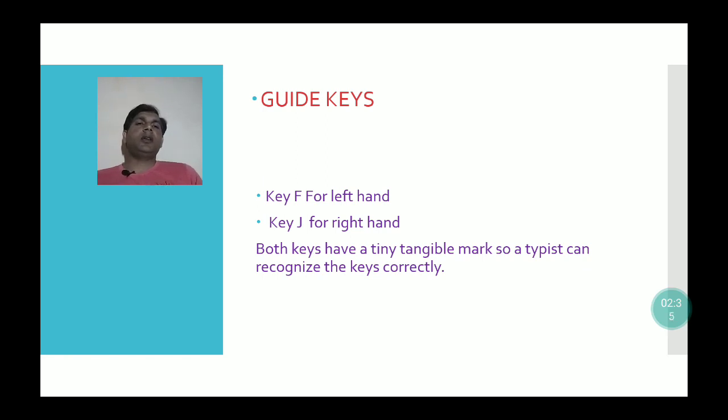So how can we recognize these keys? For recognition, there is a specific tangible mark on both these keys, F and J, a tiny tangible mark which can be identified by touching these keys. So F and J are the guide keys in the keyboard for the convenience of the typist.